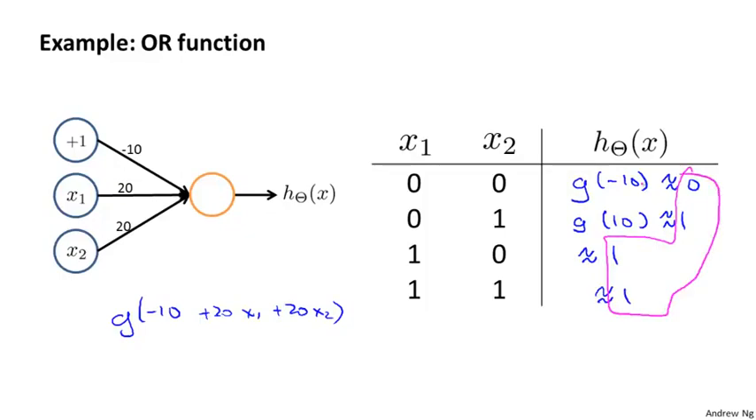So hopefully with this, you now understand how single neurons in a neural network can be used to compute logical functions like AND and OR and so on. In the next video, we'll continue building on these examples and work through a more complex example. We'll show you how a neural network with multiple layers of units can be used to compute more complex functions like the XOR function or the XNOR function.